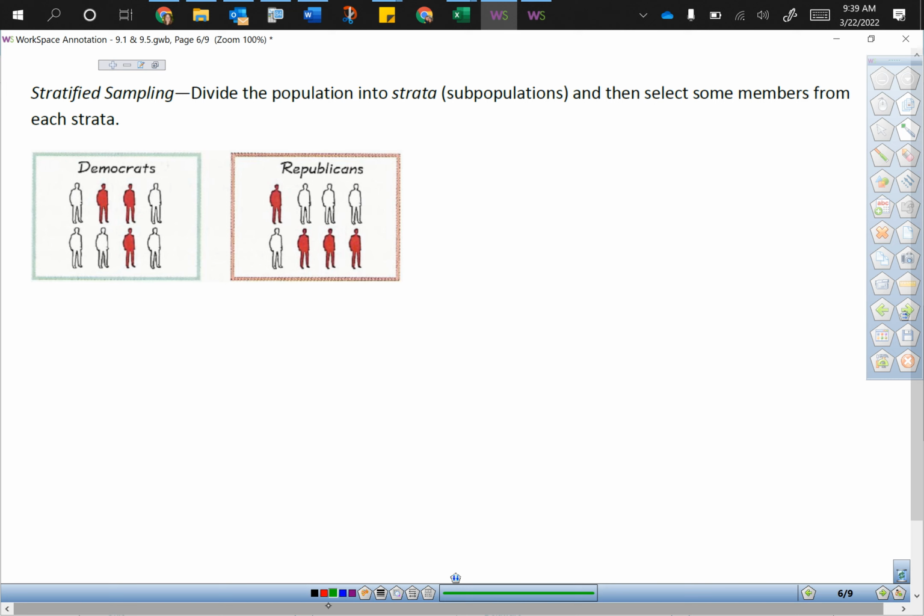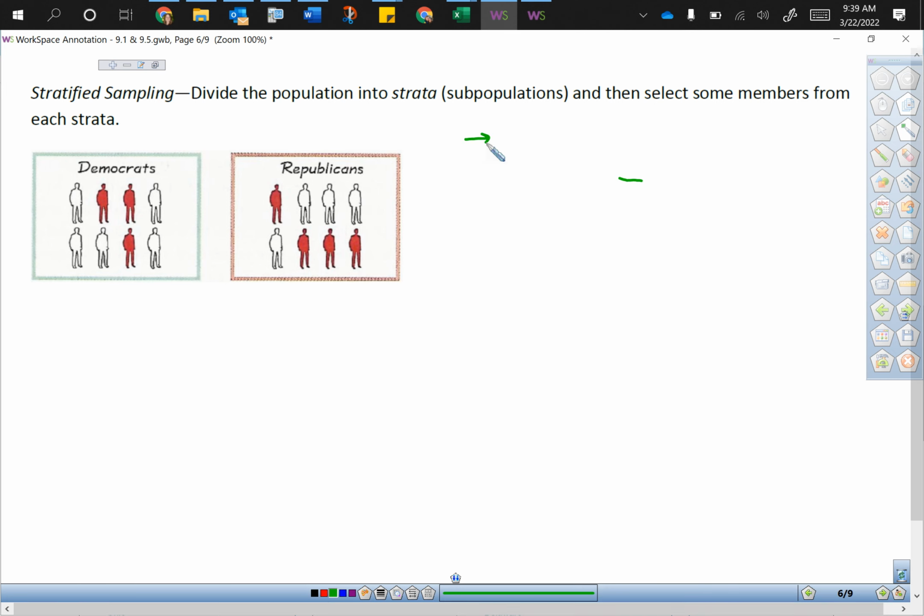Okay, so that's like saying, all right, I'm not just going to say, here's all my senators, I'm just going to pick at random here. That might not give you good results because you might get all Republicans or you might get all Democrats. We want a good representation of both. So dividing it into strata can help you get a better representation.